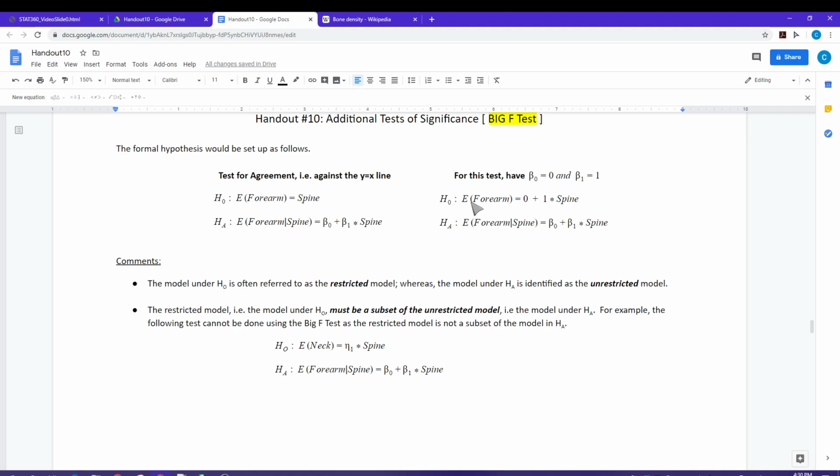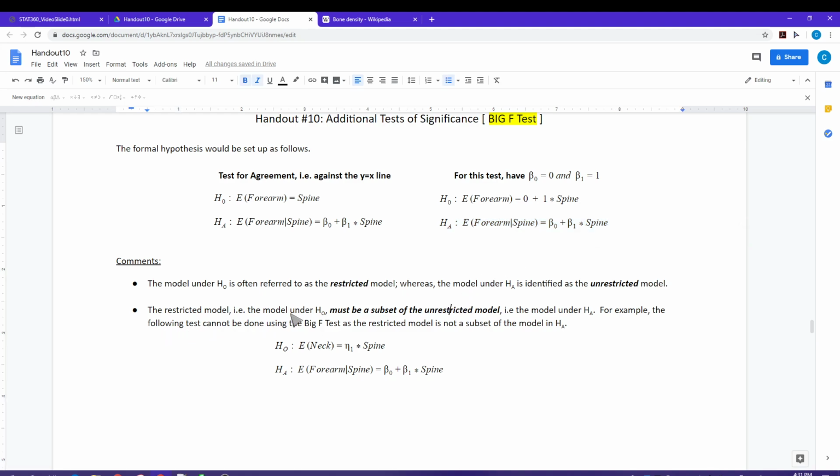If I want to write these out with the parameter estimates, the beta 0 would be 0 in this model and the beta 1 would be 1. The model under H0 is often referred to as the restricted model. It is restricted in the sense that I am specifying the y-intercept to be 0 and the slope to be 1. The model in HA is what's called the unrestricted model. In HA, we usually just have these parameters, with no restriction on them, so we often call that model the unrestricted model.